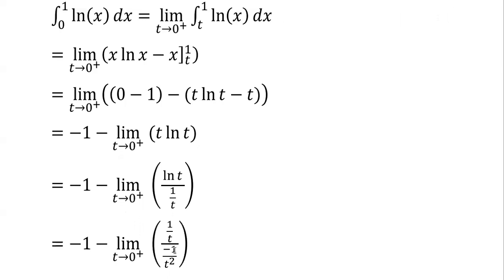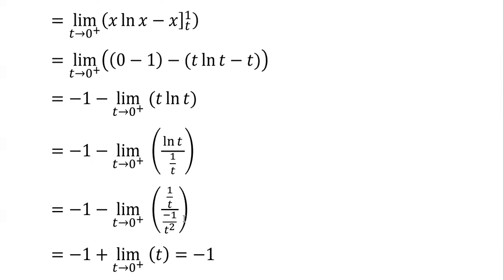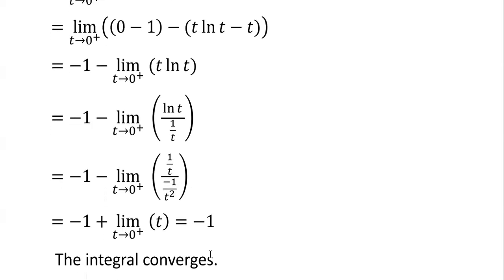The derivative at the top is just 1 over t. The derivative at the bottom is minus 1 over t squared. Simplify: you can pull the minus sign out, so it becomes a plus, and then t squared moves on top. So t squared divided by t is t. The limit as t approaches 0 of t is just 0. So the final limit is -1, and therefore the integral converges, and it converges to -1.